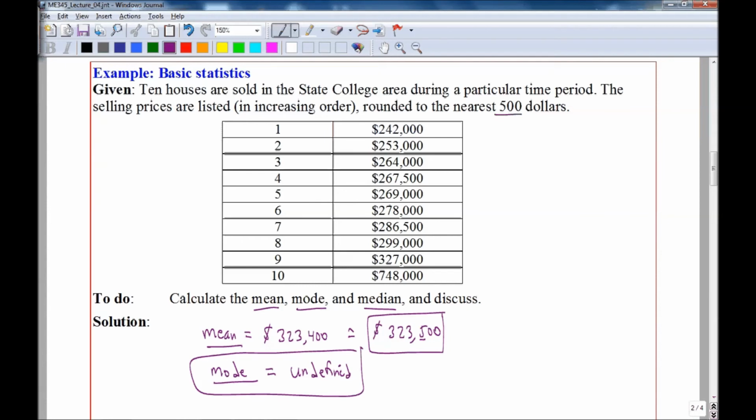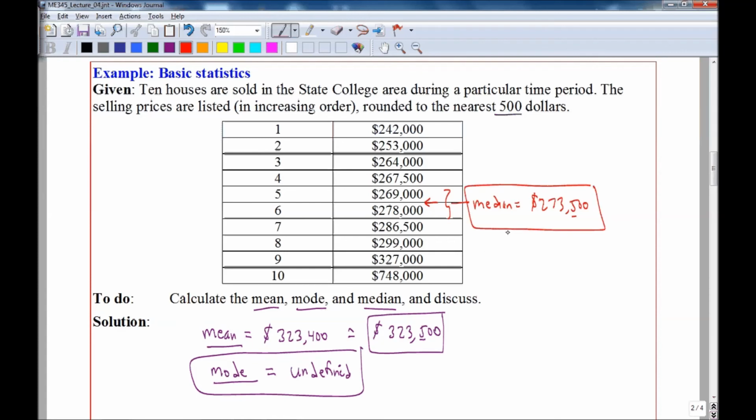The median is calculated as the value in the middle, and I've arranged these in increasing values, so the middle value is in here. If we had an odd number of numbers, we would just pick the middle one. In this case, since we have an even number, we have to average these two. So the median is equal to the average of these two numbers, and that turns out to be 273,500, so it's already rounded to $500. And so that is the median.